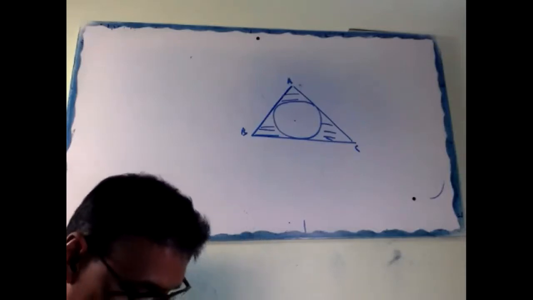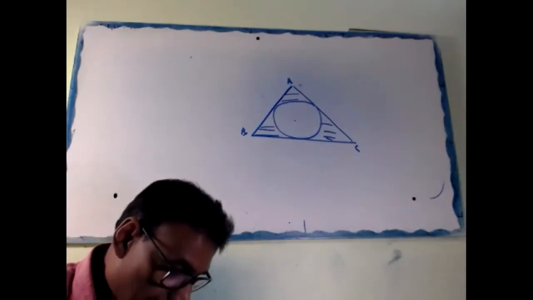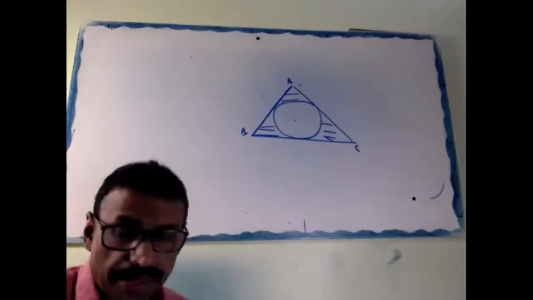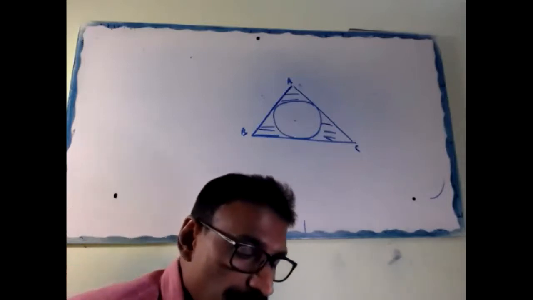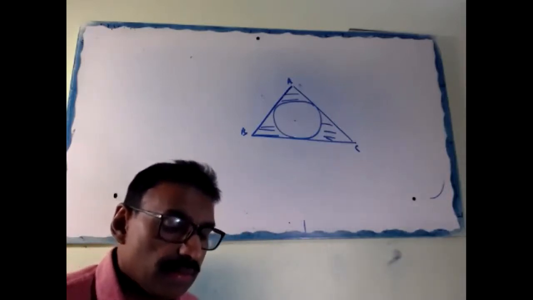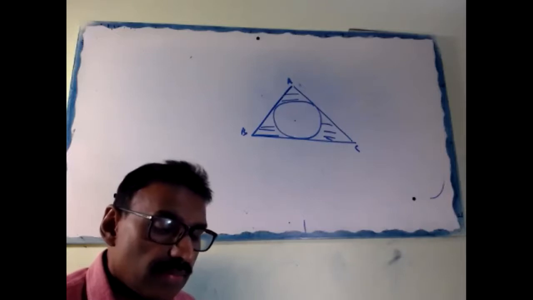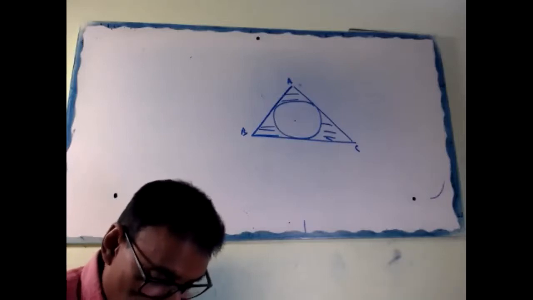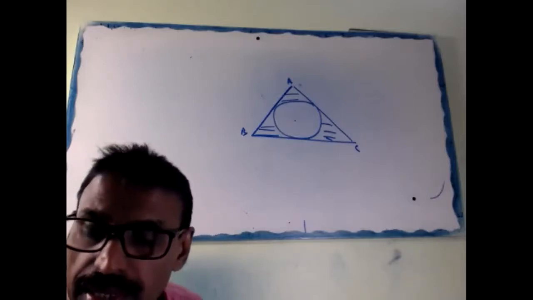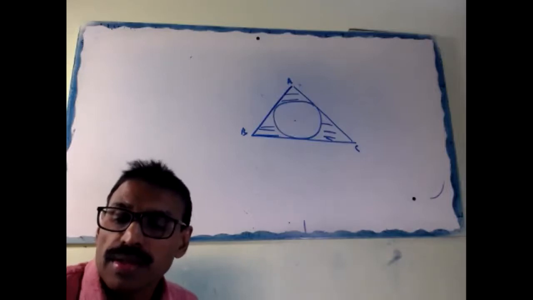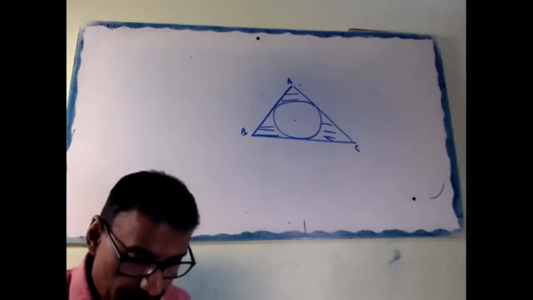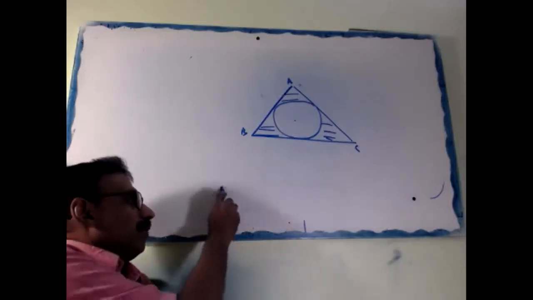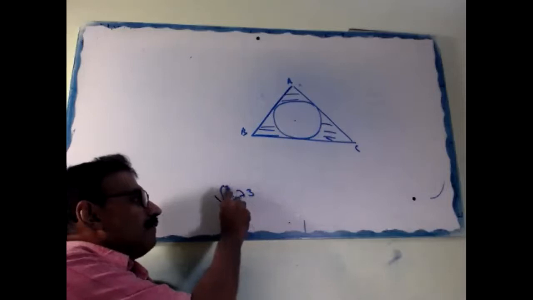A circle is inscribed in an equilateral triangle ABC of side 12 cm, touching its sides. Find the radius of the inscribed circle and the area of the shaded part. Okay. Root 3 is 1.73, enough.